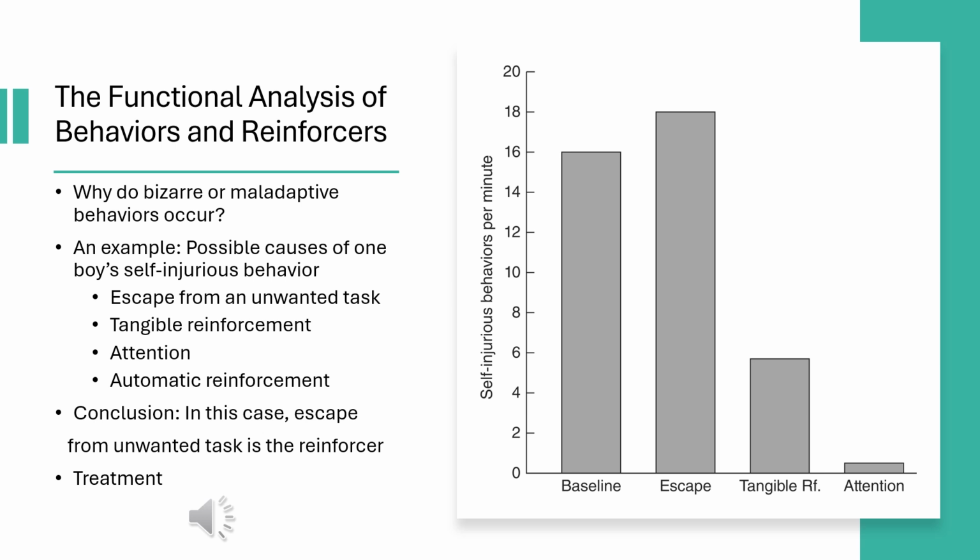So to treat this, if we want to address this behavior, we need a treatment plan. This might involve escape extinction, where the child is no longer allowed to escape the task by engaging in self-injury. This is done carefully to ensure that the behavior is not reinforced, but we're still providing support for completing tasks.